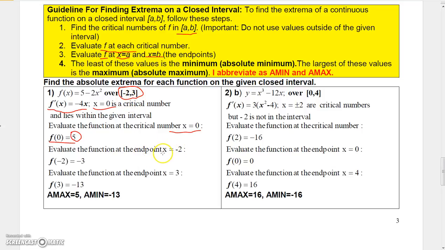So we plug -2 into the function, and we get 5 minus 2 times 4, so that's 5 minus 8, which is -3. And then the other endpoint is +3, so we have 5 minus 2 times 9, so that's 5 minus 18, which is -13. So these three numbers, -13, -3, and 5, are the only values that can be extreme values over that interval.